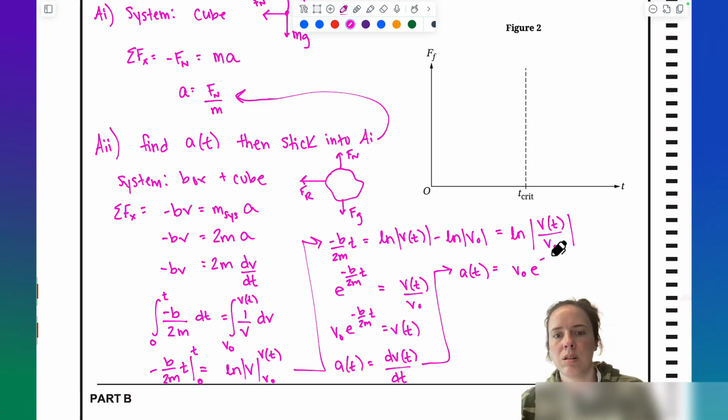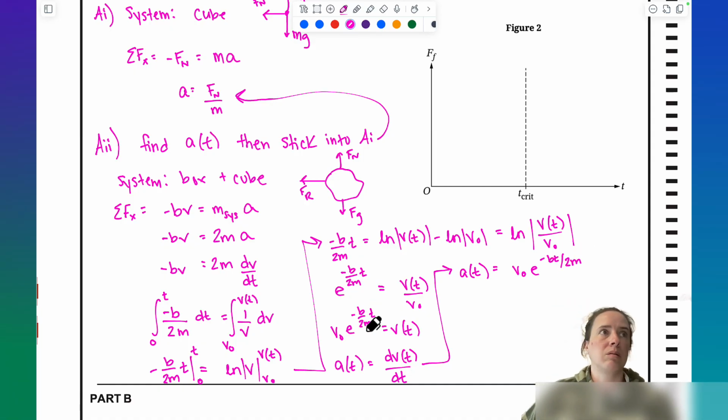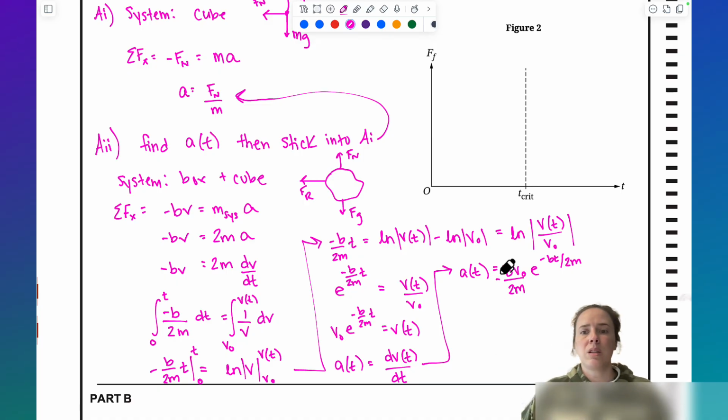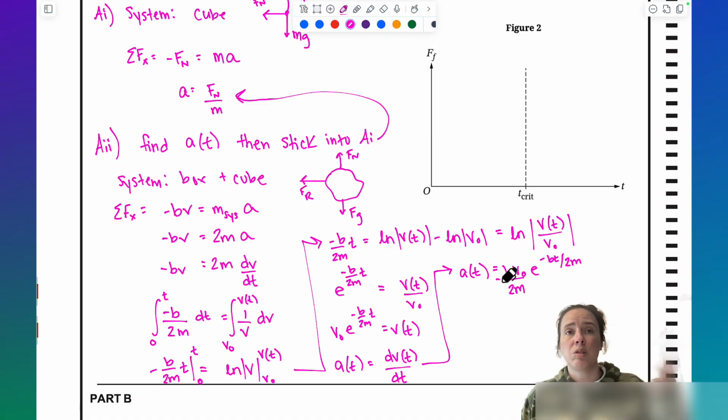So e to the minus b t over 2m, and then multiplied by the derivative of the exponent. So that's going to give me a b over 2m with a negative sign. So that's telling me my acceleration is to the left, which makes sense. My net force is to the left.